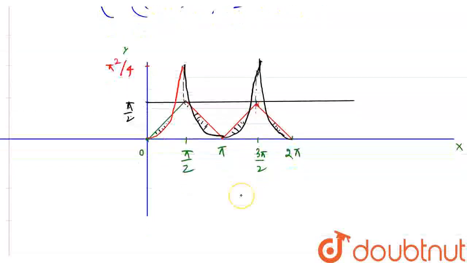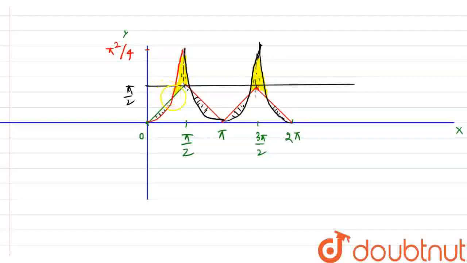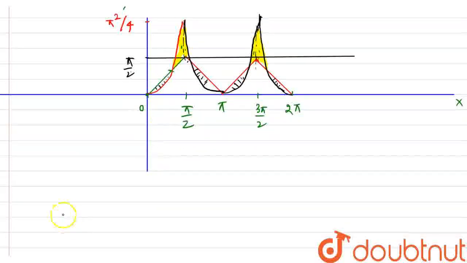We have to find the area bounded by the complete curve, so we also have to find this area. Let me color this. So we have to find this area also. We can see here we have four parts here also. We have first this part, and this part, and this part. Now this point is nothing but the intersecting point.